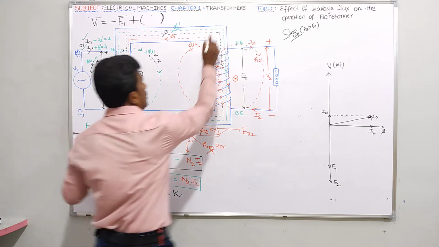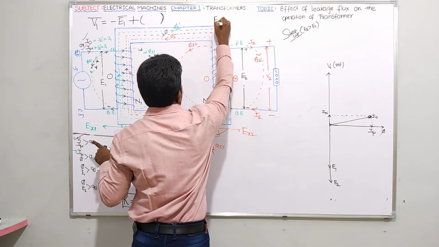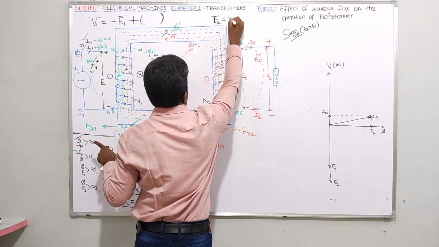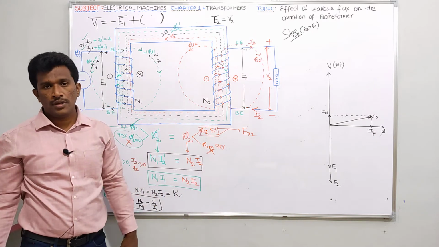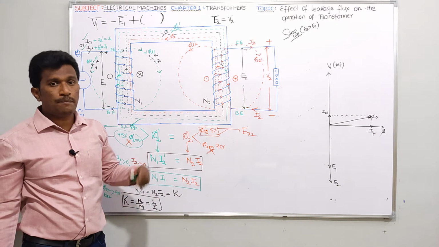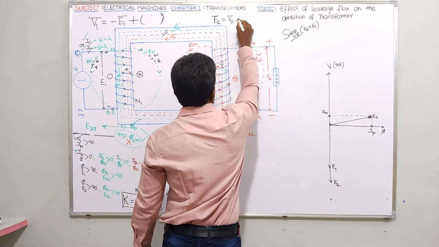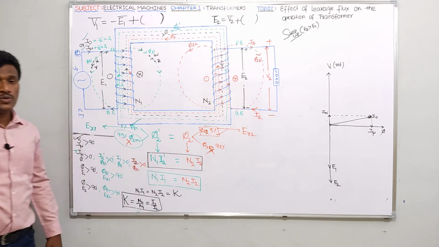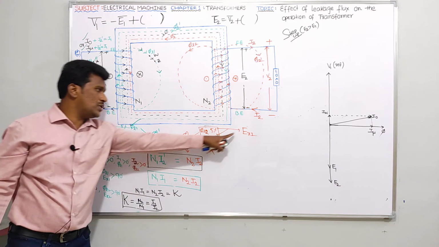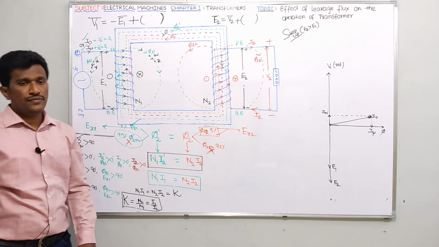Similarly, in the second side also. Ideally, E2 bar equal to V2 bar is the relation, right? But here we should not take E2 bar equals to V2 bar. E2 bar equals to V2 bar plus something is there. What is the something? This something is nothing but which is used to compensate the Ex2 in the secondary side. Don't confuse.